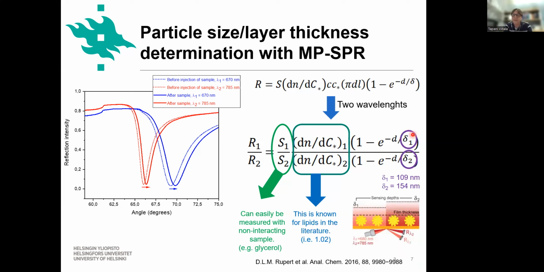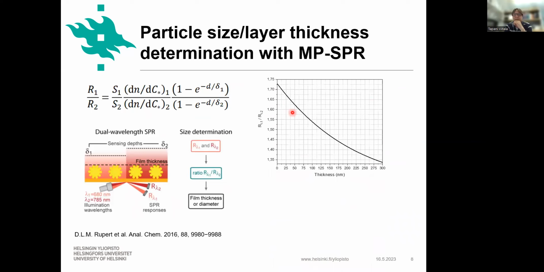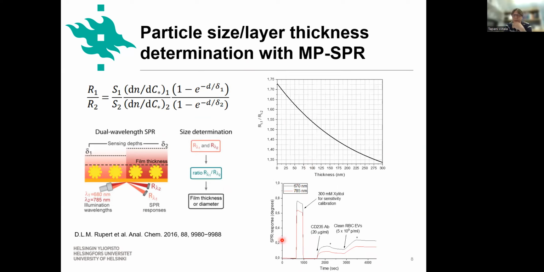And then what we need to know is the decay length, or sensing depth, of our system, which is dependent on the laser wavelength we are using, and that we can also calculate. So the only unknown in this equation is the thickness of the layer. Utilizing this, we measure these responses at two wavelengths and can calculate what we can call a calibration curve. If the ratio of these responses is 1.55, we can go here and see that our layer thickness is slightly below 100 nanometers.